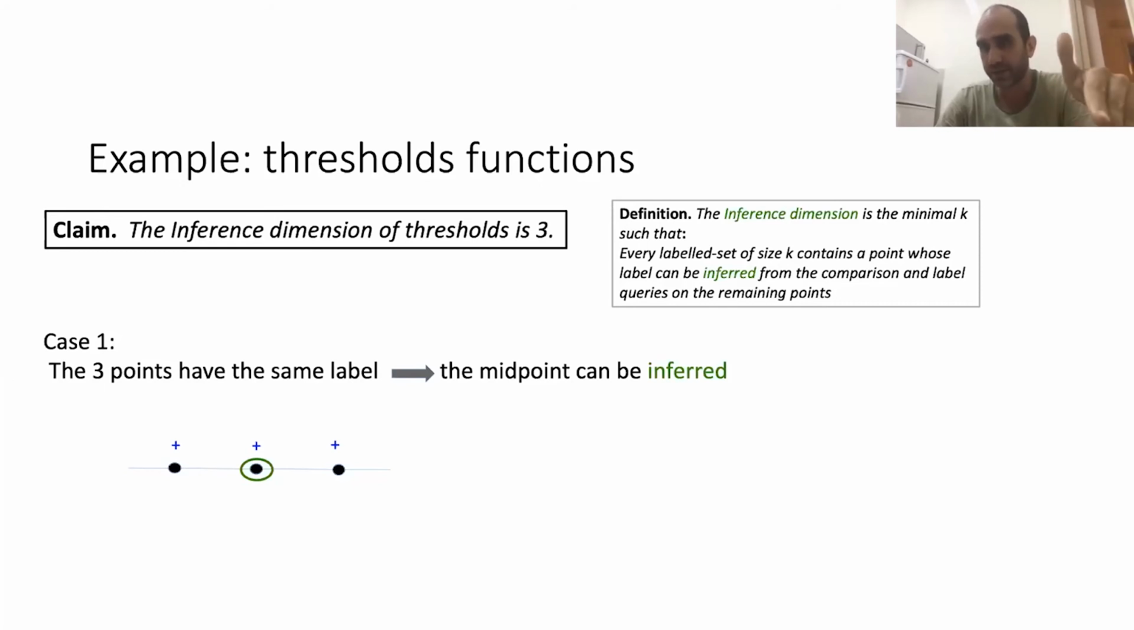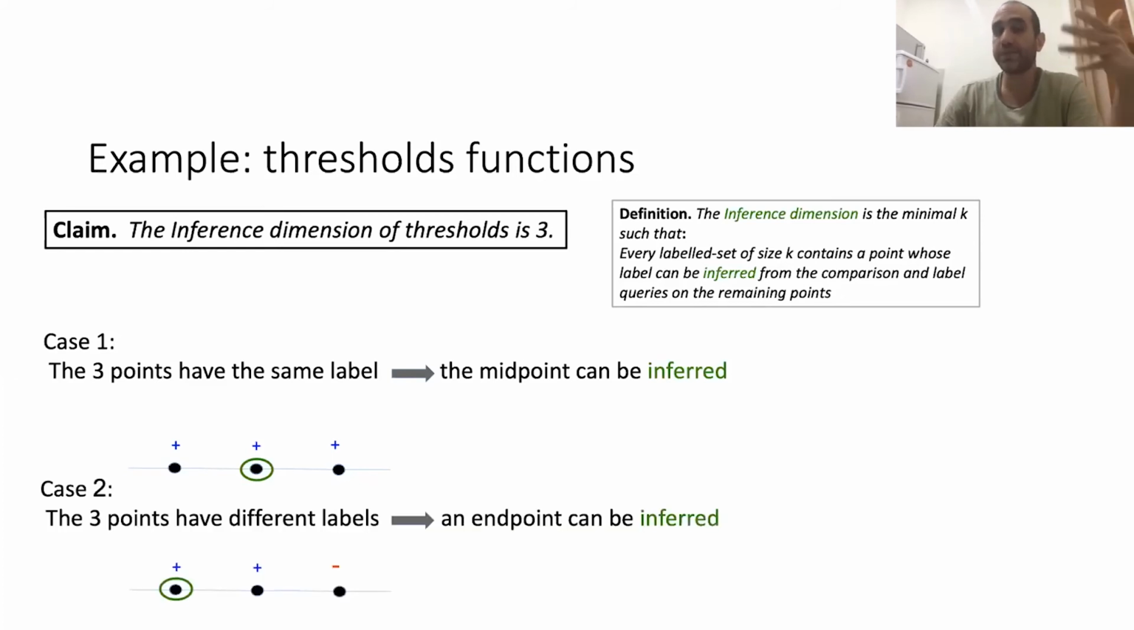Because if it were negative, then we would have 2 sign changes, plus, minus, plus. And 2 sign changes are impossible for thresholds, and similarly with minus, minus, minus. So this is case 1: 3 points have the same label. If they have different labels, then one of the endpoints can be inferred. If, for example, I have plus, plus, minus, and I forget the leftmost plus, and ask myself what the label can be, then it cannot be minus for the same reason as before. If it were minus, then we would have 2 sign changes, which is impossible. So it must be a plus.